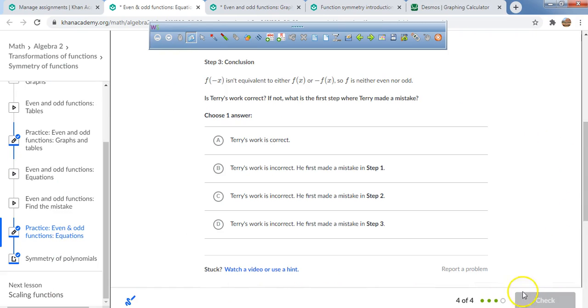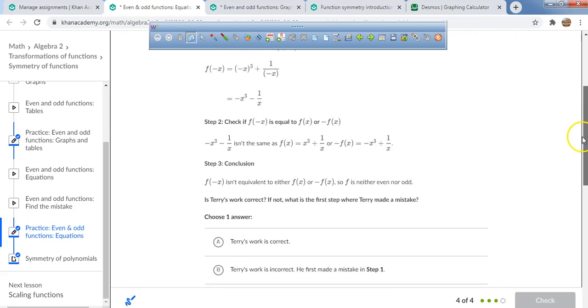All right, let's do one more. Okay, and we'll call it a day.